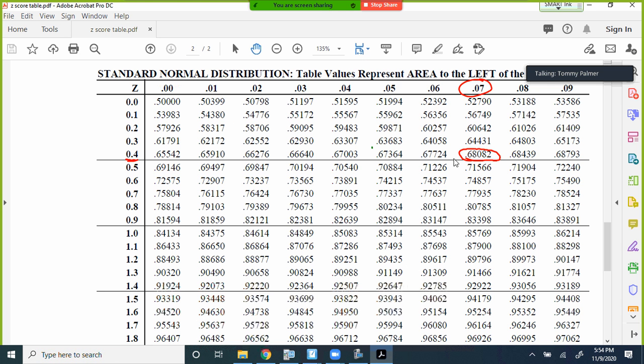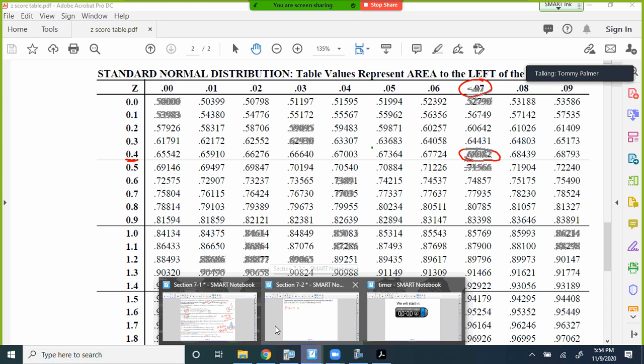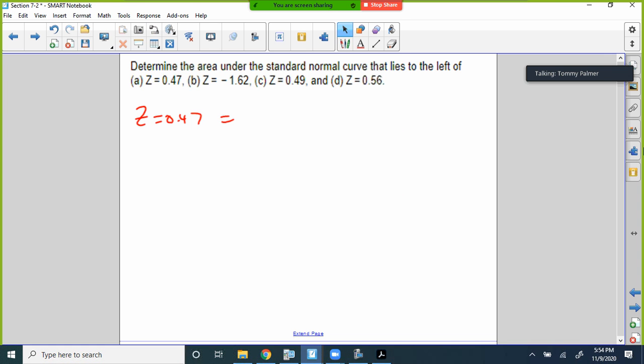Any questions about how we read that off of the Z table? They gave us the z-score. We had to go find the area underneath the curve, and that's the area underneath the curve to the left. They want the area underneath to the left, so that is going to be 0.68082. All right?